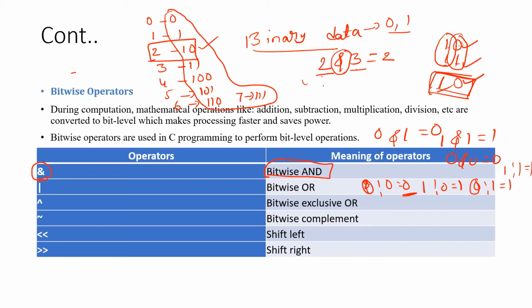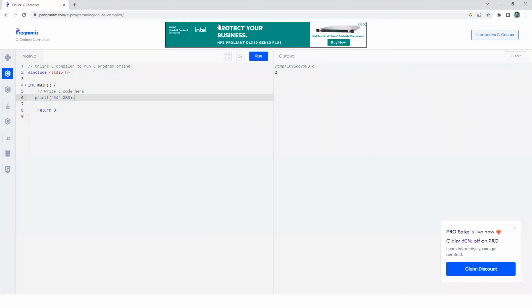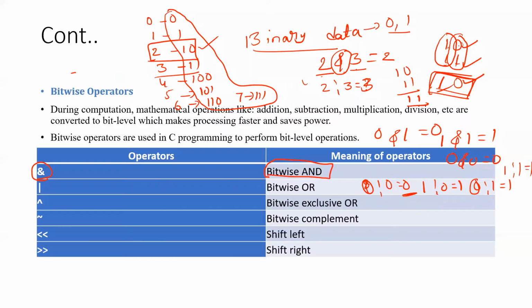For example, what is 2 OR 3? 2 is nothing but 1 0, and 3 is nothing but 1 1. So 0 OR 1 gives 1, and 1 OR 1 gives 1, so the result is 1 1, which is nothing but 3. So the output will be 3. If you want, you can check with an online compiler. I simply write 2 OR 3, and when I execute it, the output is 3.